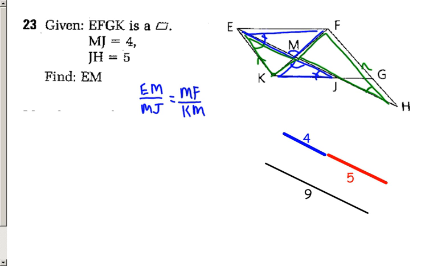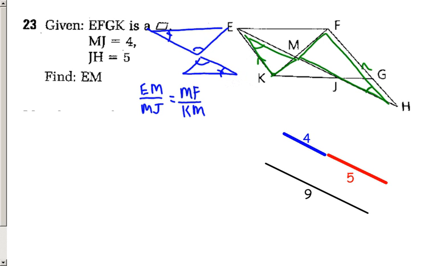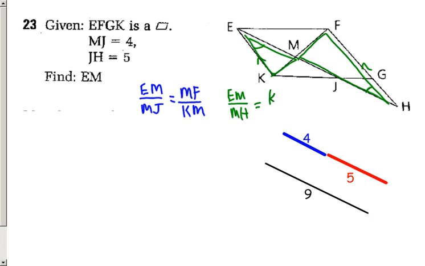So if I ignore these blue triangles for a second, just get rid of them. So when I look at these blue triangles, I see EM corresponds to MH, just as KM corresponds to MF. Okay, so EM over MH equals KM over MF. So these are my two proportions.